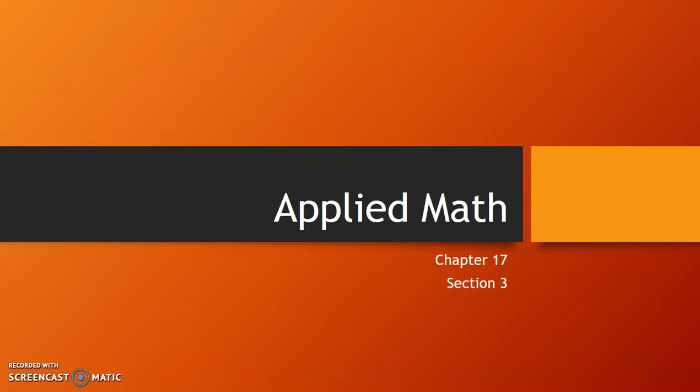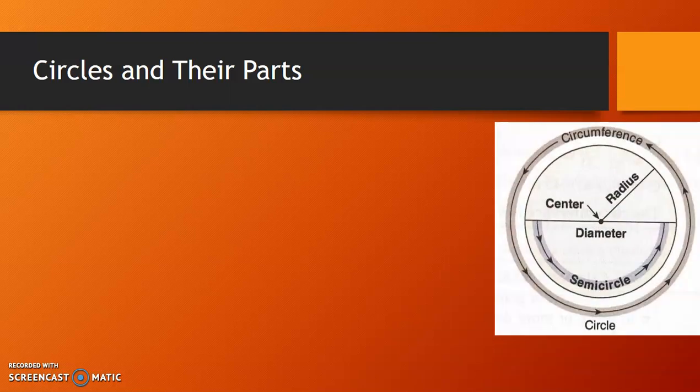Chapter 17, Section 3, we're going to be talking about circles and how to find circumference and area using the different parts of a circle. And I first just want to go over the parts that a circle has. If you remember this stuff from geometry, then a lot of these vocab words are going to be reviewed for you.